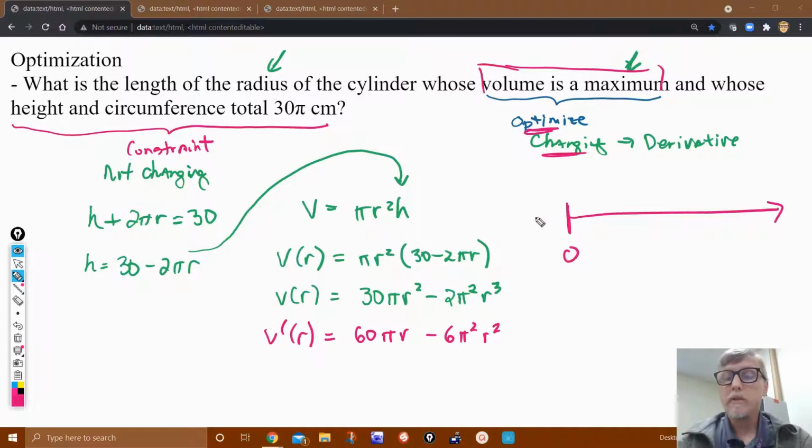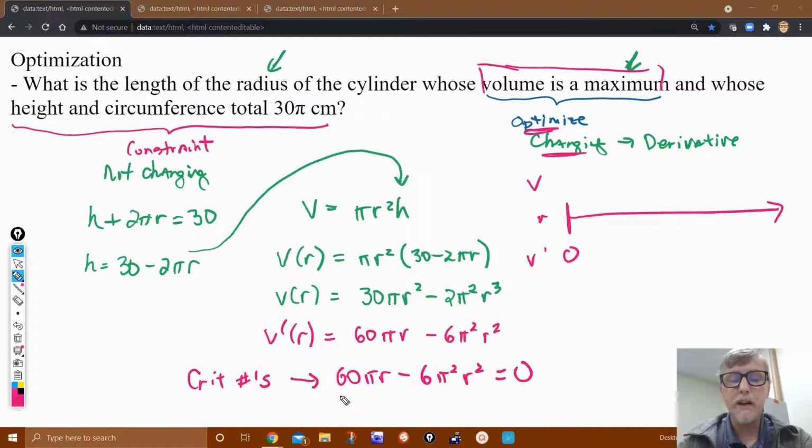So we're going to have r values on this number line. We're going to have v prime, and we're going to figure out what's going on with v. Now, in order to find critical numbers, there are no asymptotes or weird things going on with this particular function, so we can just set this equal to 0. So critical numbers happen when 60 pi r minus 6 pi squared r squared is equal to 0. We can solve this by factoring.